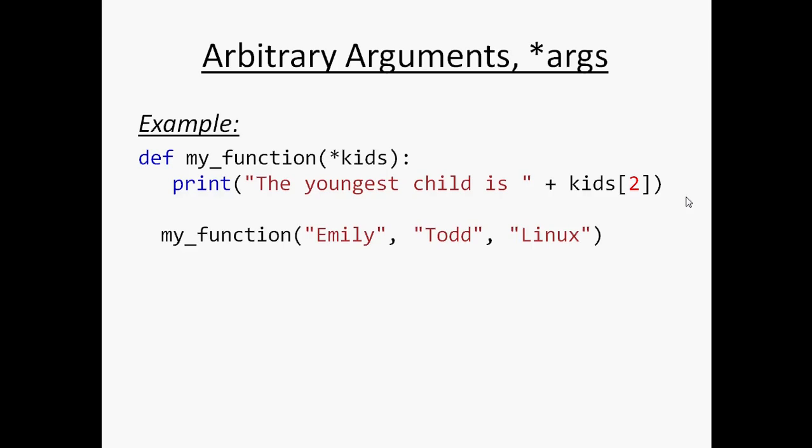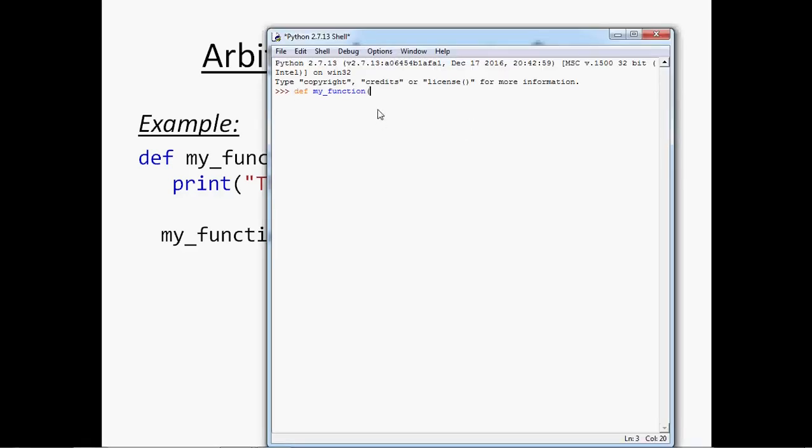Let us try to run this function. I am defining my function. When I put the parameter, I place an asterisk before the name, press enter and write the print statement, and here putting the kids and writing 2 here, which means it will take the second argument value from the list of arguments which will be passed in my function. I have written the print statement, pressing enter twice to exit from this definition.